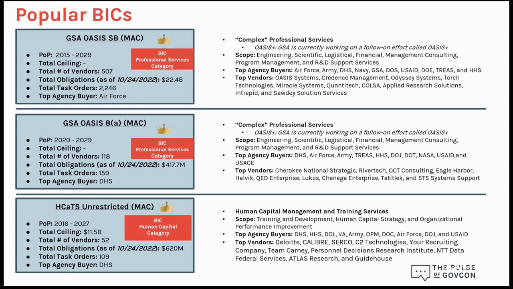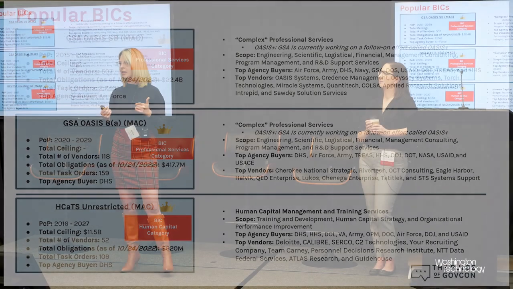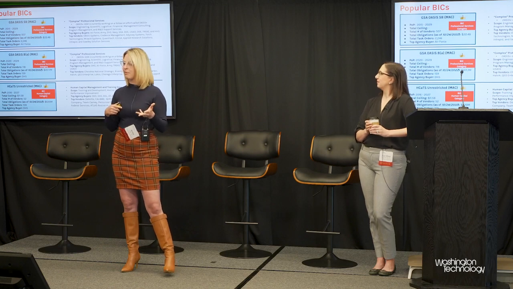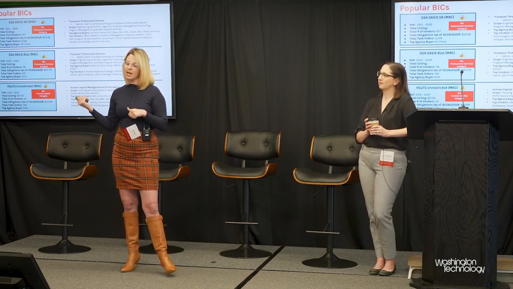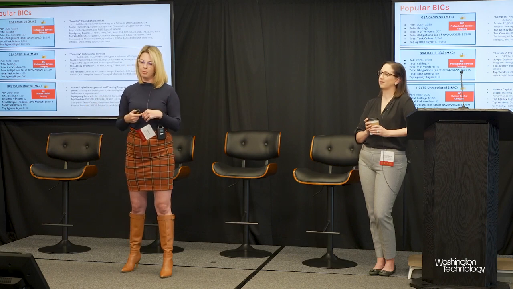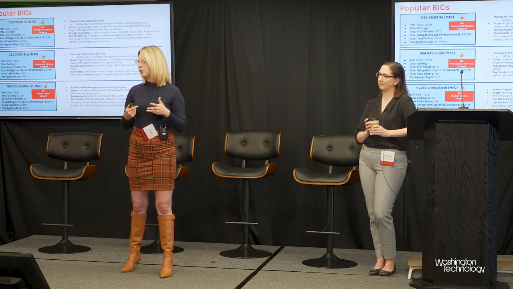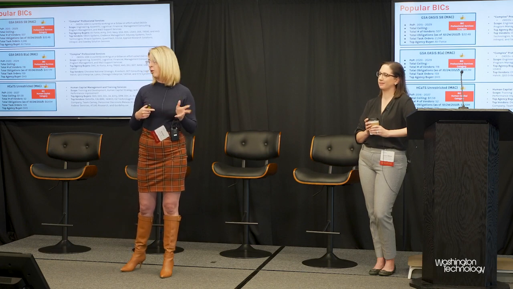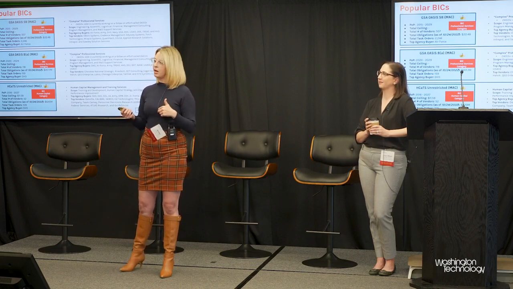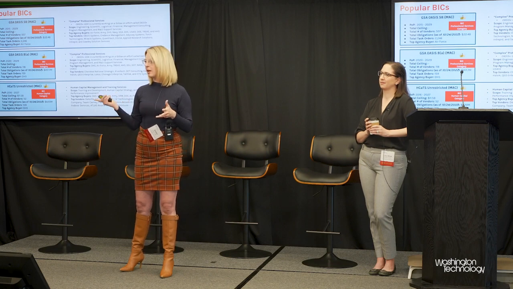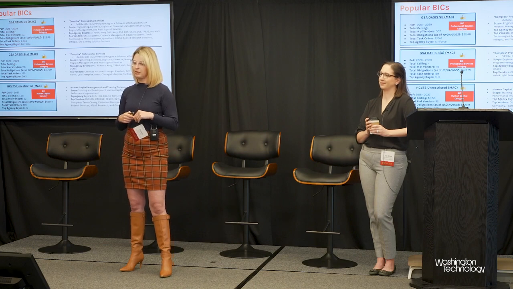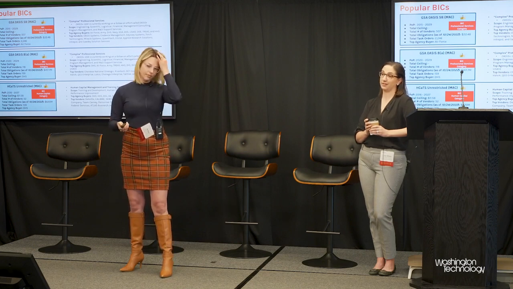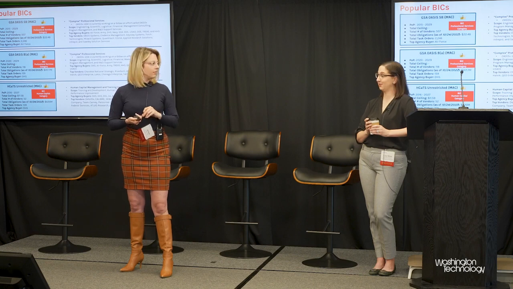We're going to talk about HCATs. If you're not familiar with HCATs, it's actually a training vehicle that not a lot of people talk about. It's a little bit of a hidden one, but it has a ceiling of $11.5 billion. So if you're in the human capital management or training area, this is a really good vehicle to be on. It has 52 vendors, with $620 million spent thus far across 109 task orders, and again, Homeland Security is one of the biggest buyers. As we can imagine with training, OPM, Air Force, USAID, and Department of Labor are big buyers as well.